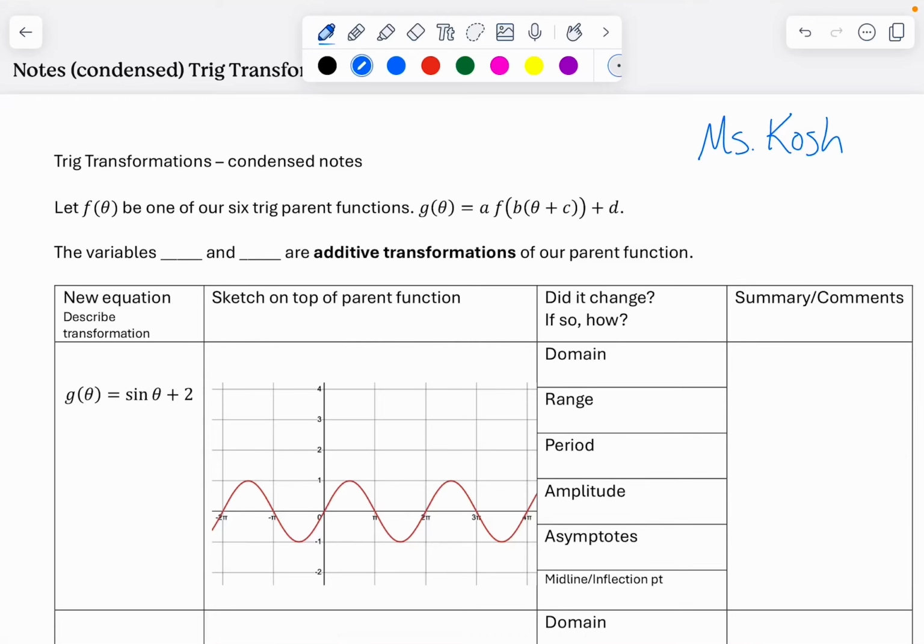Howdy, it's Ms. Kosh, and we are looking at trig transformations today. This is a little more AP PreCal style than IB math, but I'm going to use it for both. So let's jump right in.